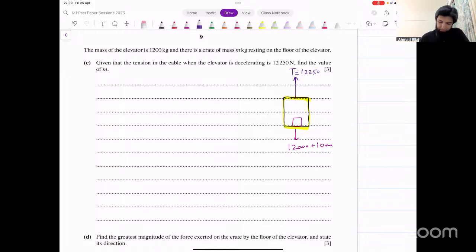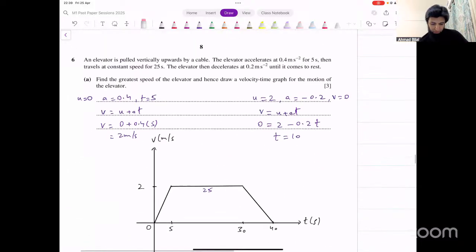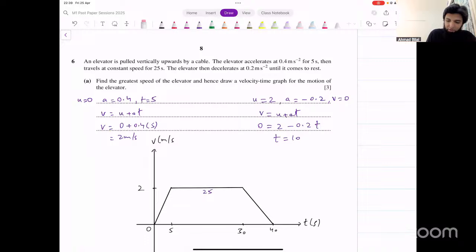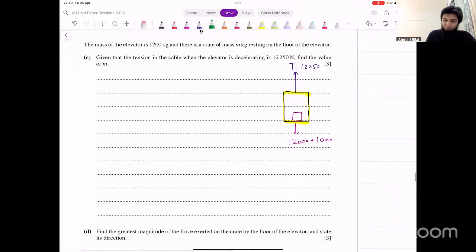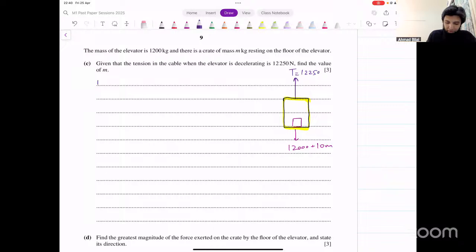We consider the whole system. We've got the downward force, that's 12,000 plus 10m, minus this. Which direction is the elevator moving in? It's moving vertically upwards. Okay, it's going upwards. That means the forward force is 12,250. Subtract from that 12,000 plus 10m. That equals mass. What's the mass? Mass is 1200 plus m into acceleration.